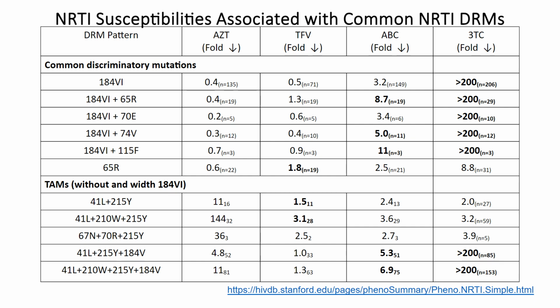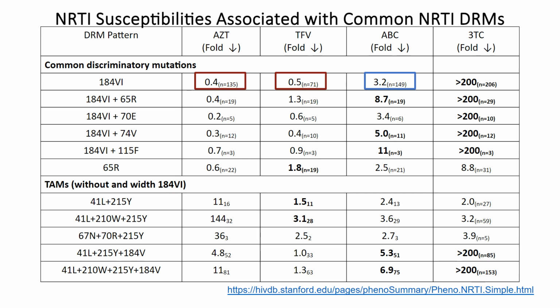This table summarizes the effects of the most common drug resistance mutations on NRTI susceptibility. It is based on PhenoSense assay data in the Stanford HIV drug resistance database. As noted in the previous slide, M184V and I are associated with greater than 200-fold reductions in 3TC and FTC susceptibility. M184V and I reduce abacavir susceptibility by about 3-fold and increase AZT and tenofovir susceptibility by about 2-fold.